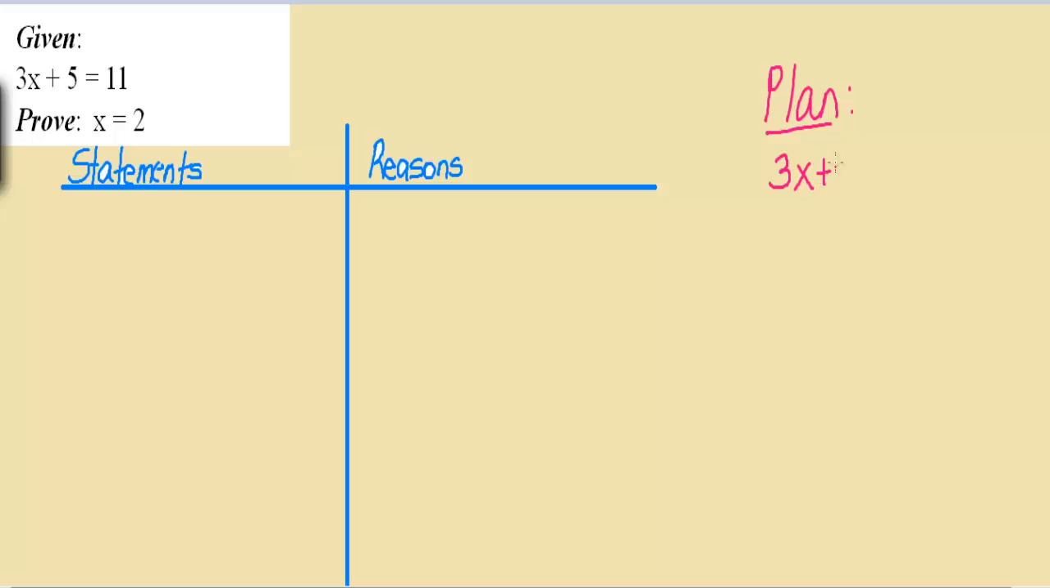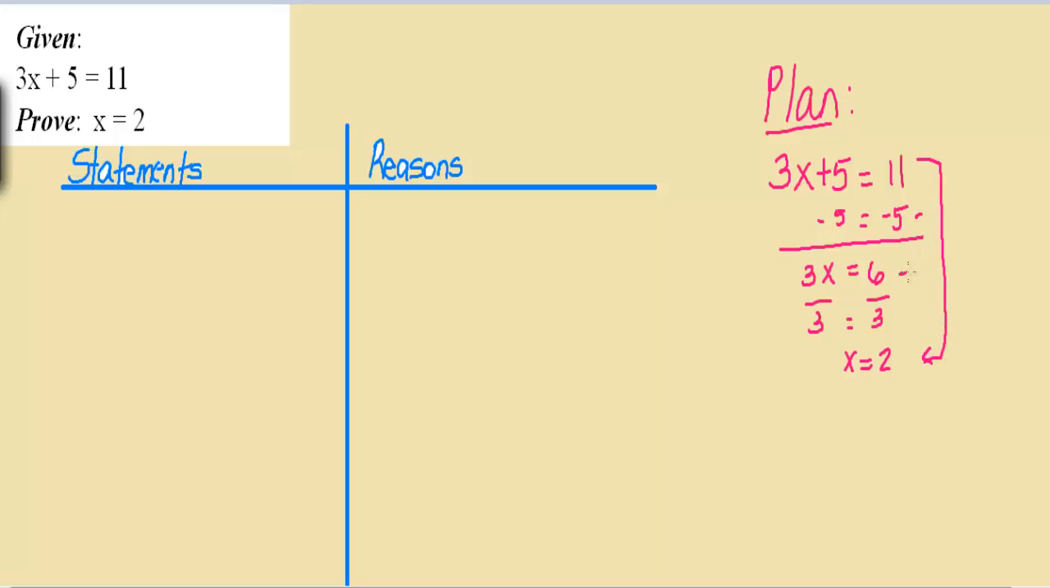I would write my equation. The first thing I would do is subtract 5 from each side. And then I'll end up with 3x equals 6. And then to isolate x, I would divide by 3 on both sides, and x would equal 2. And there, I've reached the conclusion. As you can see, from the hypothesis way down to the conclusion over here, there are a series of steps that I need to make in order to get here.